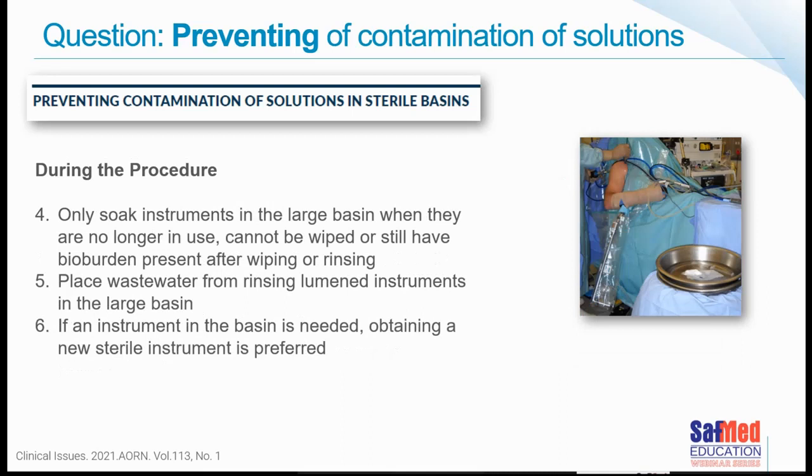Point 4, only soak the instruments in the large basin when they are no longer in use, when they cannot be wiped or still have bioburden on them after wiping or rinsing. Place the wastewater, so I guess if you're rinsing a lumen instrument, you would want to hold it over the big basin, and not the small bowl, so that you don't contaminate the small bowl. And then lastly, they said if you need an instrument that's in the basin already, it's better to open a new sterile instrument rather than taking the one out of the big water basin.